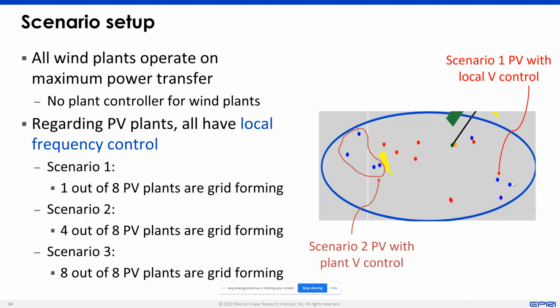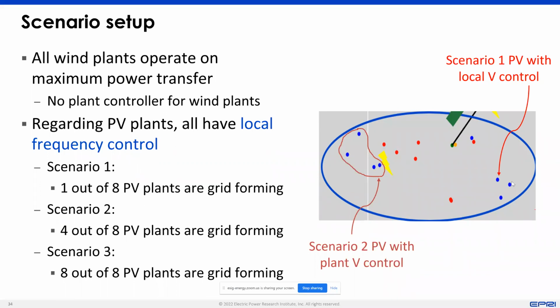Now for the PV plants, we assume that all of them have local frequency control. We assume that they have some amount of headroom available. So they are dispatched and they're not operating on maximum power. For whatever reason, let's assume that they want to participate in a market to provide frequency response. So they are operating at that dispatch level. So our main set of resources to provide the grid forming capability is going to be the PV plants.